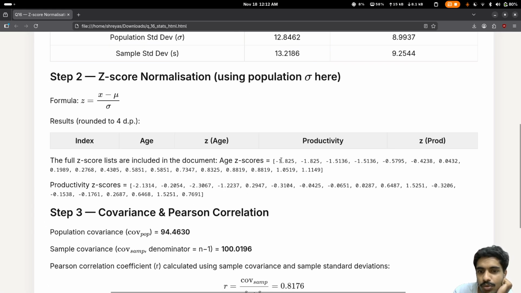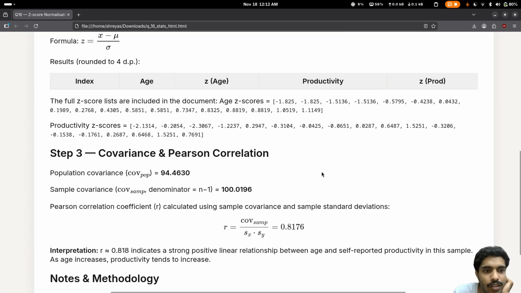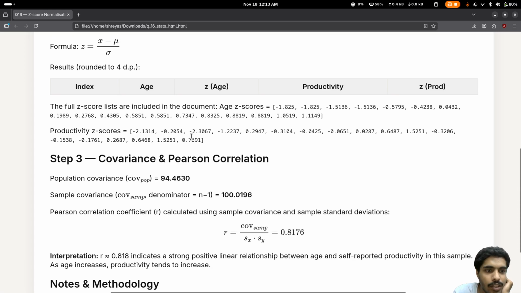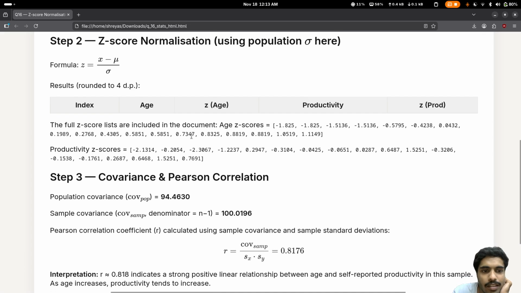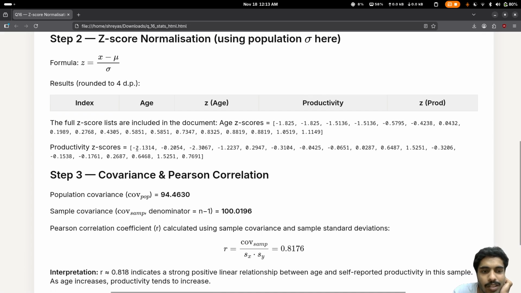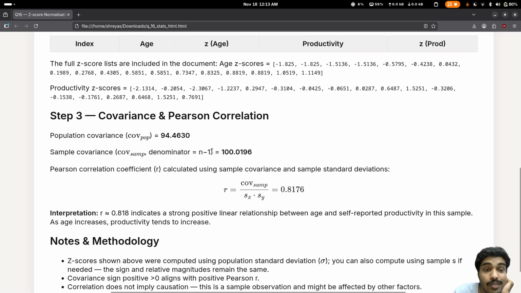For age, the scores were as shown on the screen, and for productivity, the values were as shown on the screen, right? Inside this, you can clearly see that the -2 and this -1 are really going to the left side. We'll see what will happen. Next is to calculate the covariance and correlation.